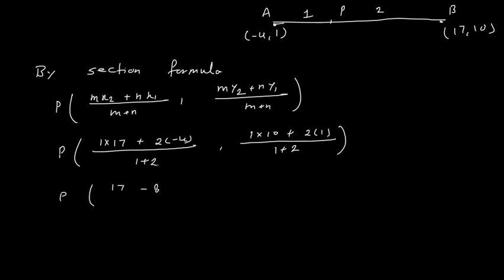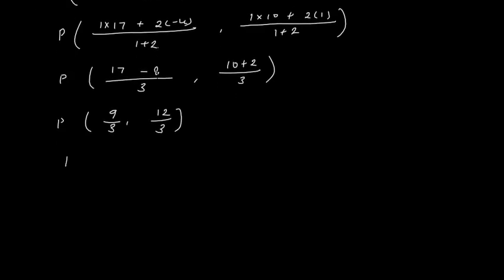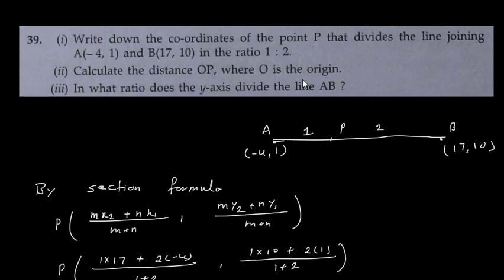So this gives 17 minus 8 divided by 3 comma 10 plus 2 divided by 3. So gives me P as 17 minus 8 is 9, 9 divided by 3 comma 12 divided by 3. So this gives me the coordinate of point P as 3 comma 4. So we get the coordinate of point P.